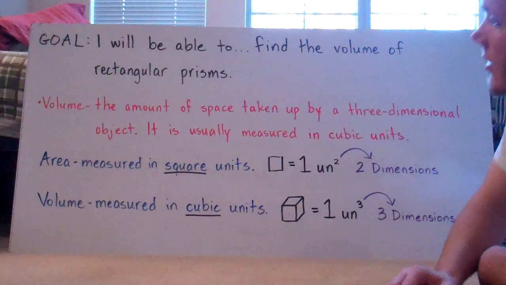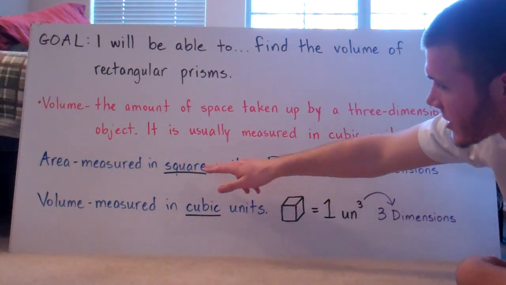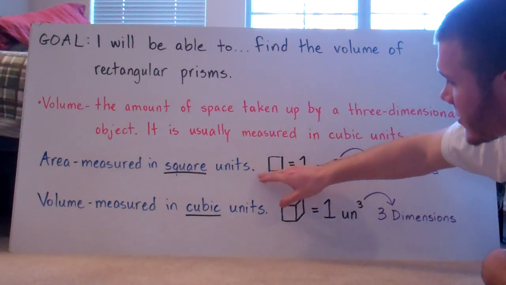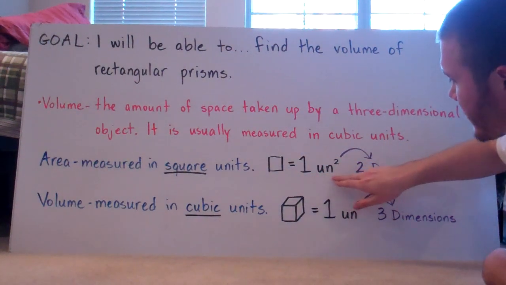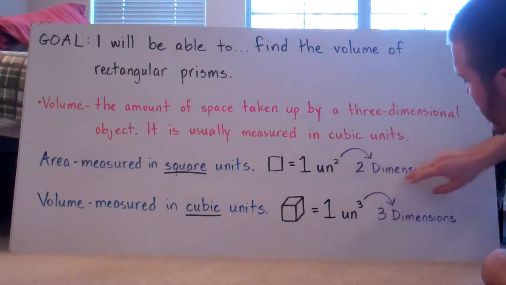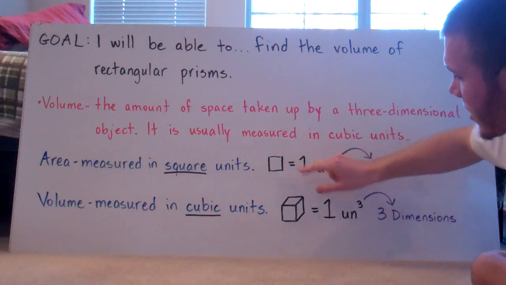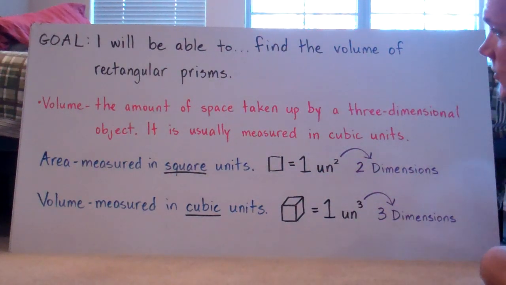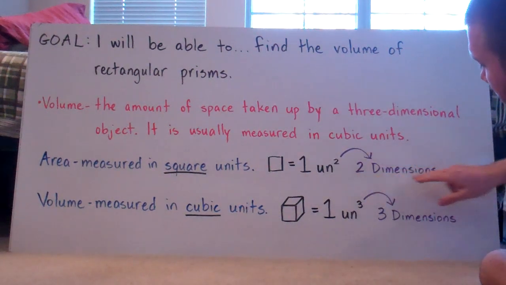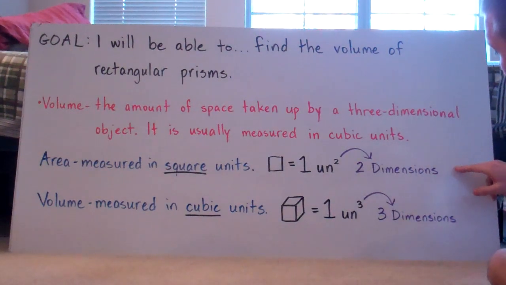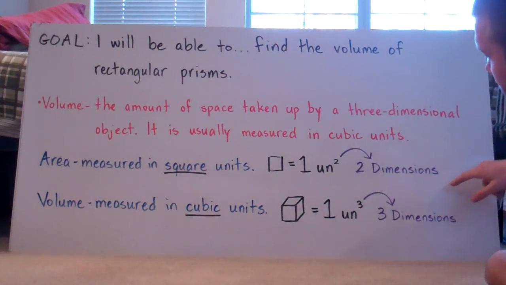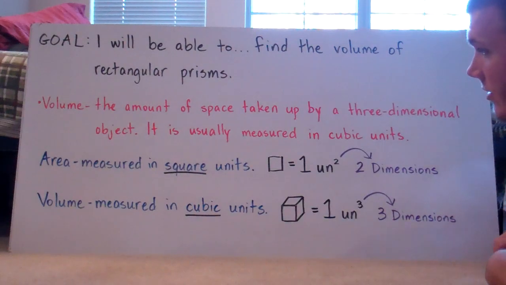Remember, area is measured in square units. Area, square units. This is 1 square unit. And our exponent, remember, is a 2 because it's 2 dimensions. We've got length and width. So put a star next to this and write this down: 2 dimensions, because we have length and width.